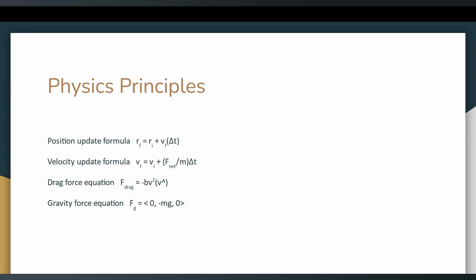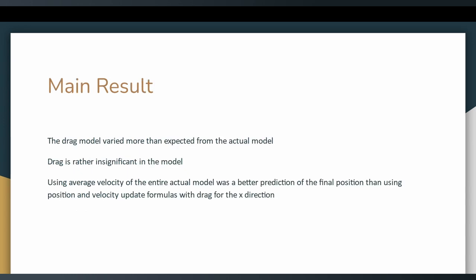The most important principles for this are the position update formula, velocity update formula, drag force equation, and gravity force equation. We'll be using V final because we can assume that it is a non-constant force when we start working with drag. So the main result is that the drag model varied more than expected from the actual model, and that drag is rather insignificant in the totality of this.